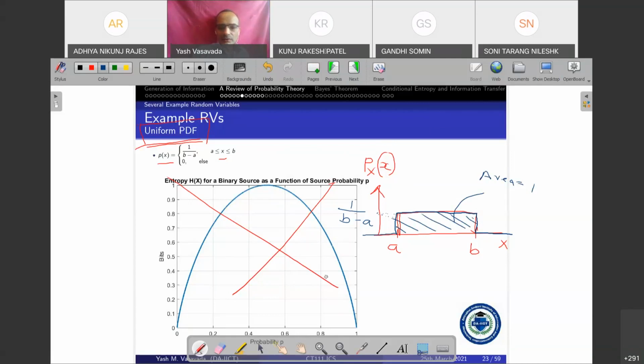Okay, now let us take some examples. Let us say that A is equal to 0.5 and B is equal to 1. Then what is going to be the height of this PDF? Yes. So Kadam said 2, which is correct. Height is going to be 2.